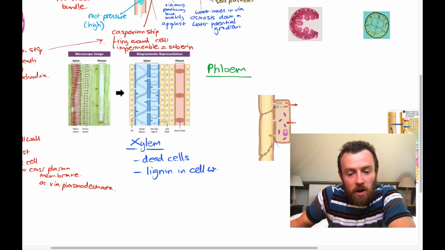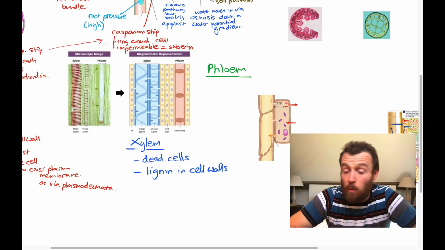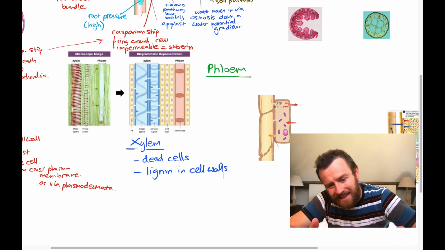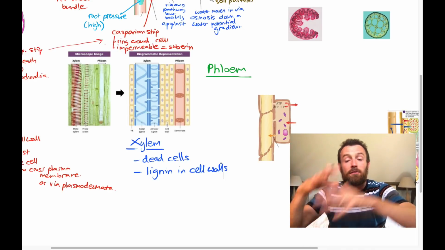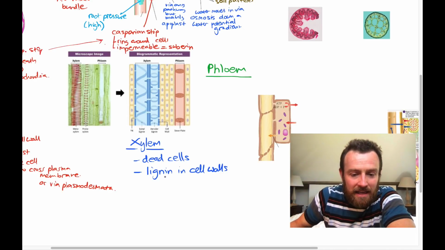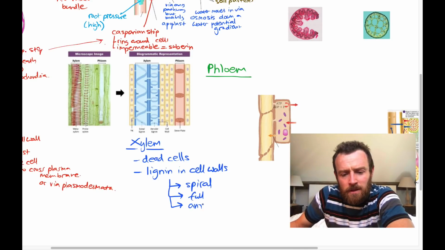So the walls have added lignin. Lignin is basically what wood is, okay? So wood is lignin, essentially. The xylem get hardened by lignin. Now, lignin in cell walls doesn't have to be fully lignified, so let's do a little subheading in here. It could be a pattern. It could be spiral. It could be full. It could be what's called annular, which basically just means rings.